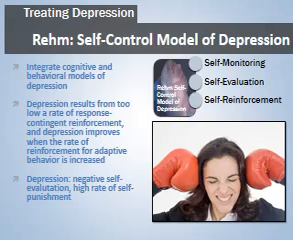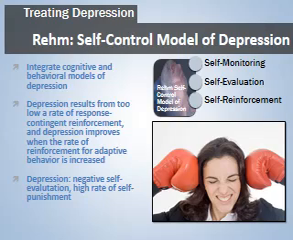Self-evaluation. People who are depressed make inaccurate internal attributions and compare their behavior to standards that are excessively rigid and perfectionistic. And finally, self-reinforcement. Depressed individuals engage in low rates of self-reward and high rates of self-punishment.